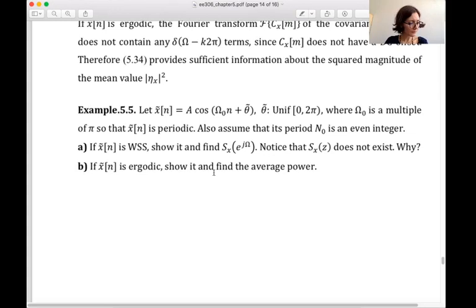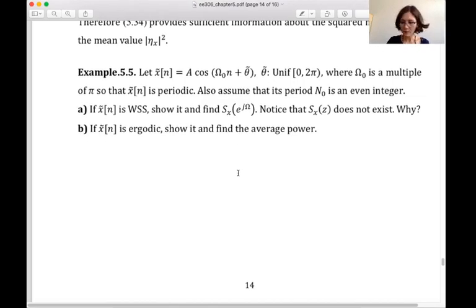So in the first part, we are asked whether this random process is wide-sense stationary. We should decide if it's wide-sense stationary, and if yes, we should find the power spectral density. We are also asked about the Z transform of the autocorrelation function. So let's look at this.